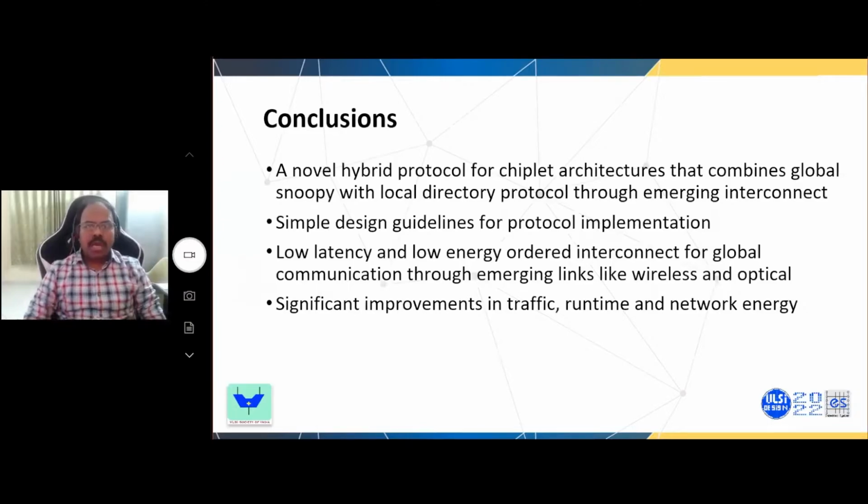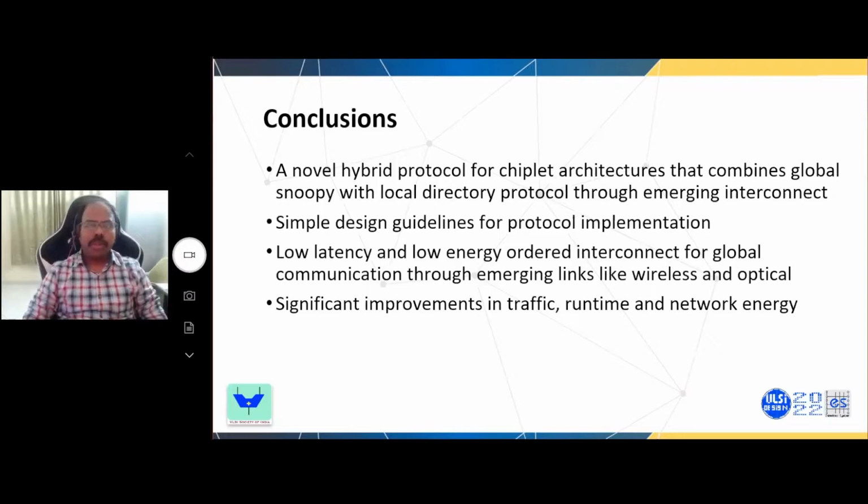So, to conclude this work, we have proposed a novel hybrid protocol with the global Snoopy protocol and local directory protocol for significant coherence performance improvements across chiplet architectures, irrespective of the nature of the chiplets integrated into the system. The implementation of the protocol follows simple, non-invasive guidelines, thereby improving the flexibility of the protocol, and the lack of need for any system level information further improves the modularity of the proposed protocol.